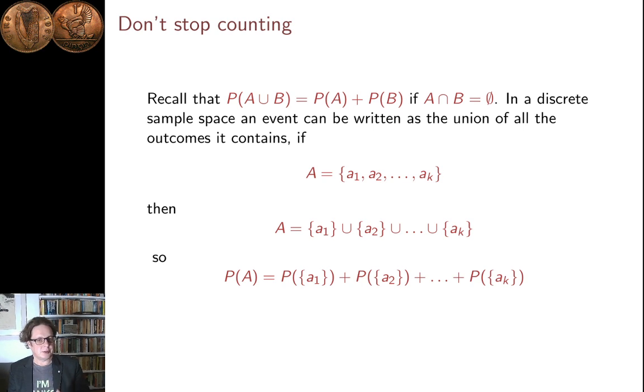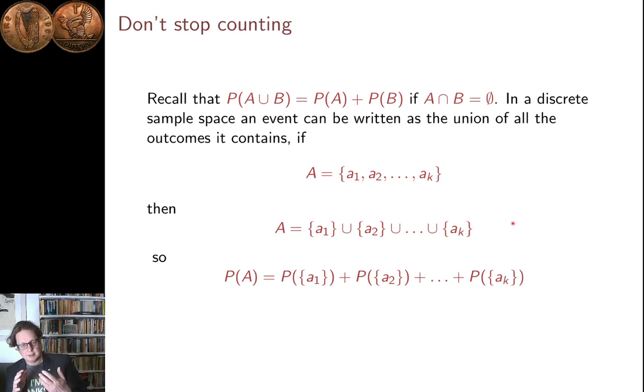Now, in a discrete sample space, an event like this, so here's an event inside our discrete sample space, is the set of outcomes A1 up to AK. Well, you can consider that set to be the union of the singleton sets, each singleton set containing just one of these elements. So A can be thought of as the union of the singleton set containing just A1, with the singleton set containing just A2, all the way up to the singleton set containing just AK.